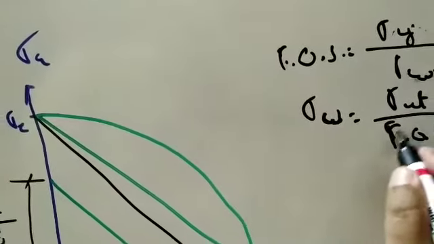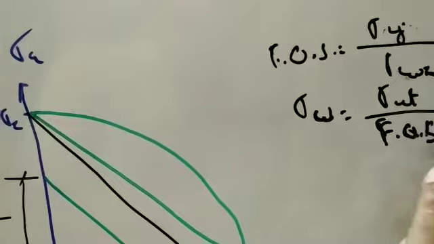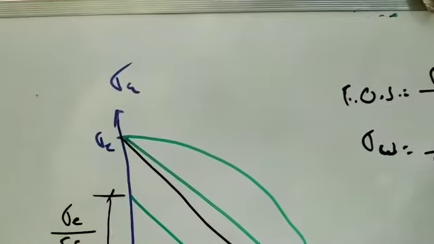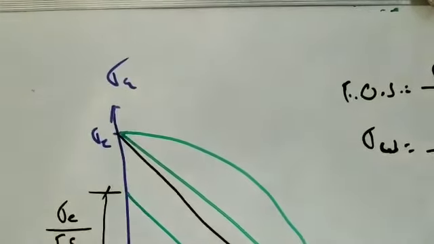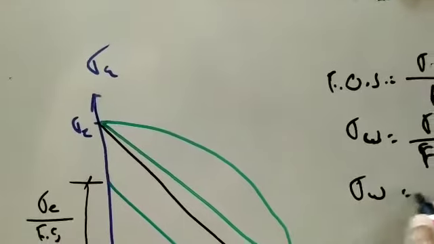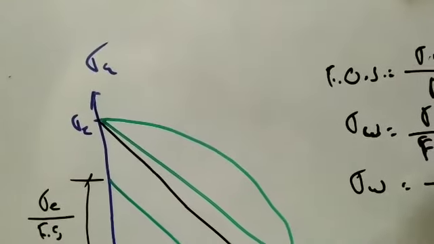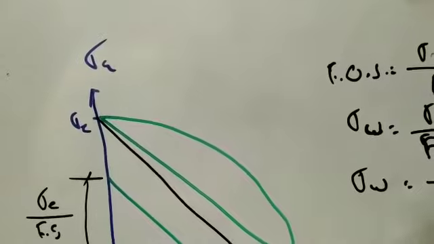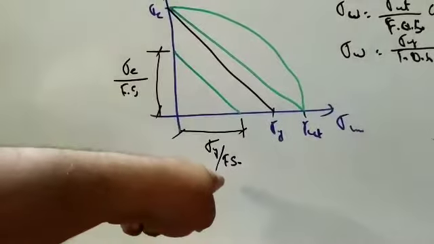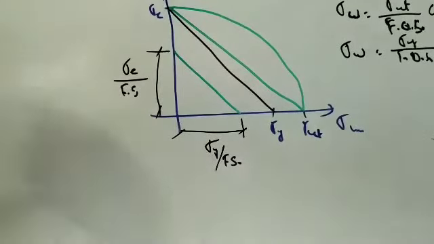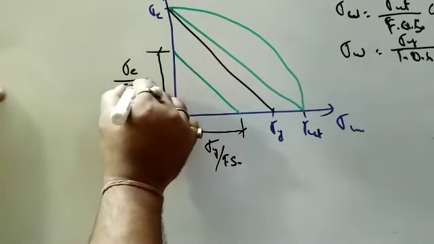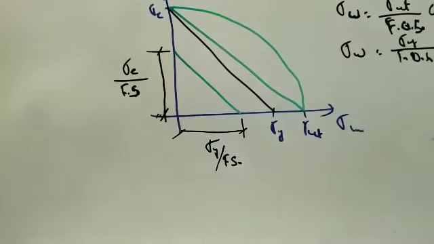Sigma ultimate by factor of safety is the working stress for the Goodman criteria, and the working stress for the Soderberg criteria is sigma yield by factor of safety. I have written this as sigma y by factor of safety, and for the endurance strength also I have taken a factor of safety, and I am writing this as sigma endurance by factor of safety. So that is the point.